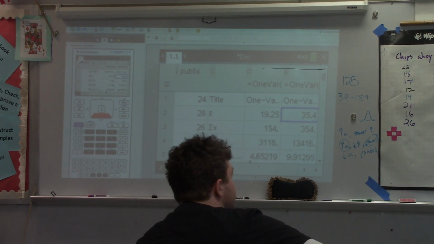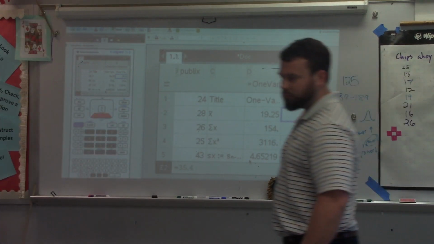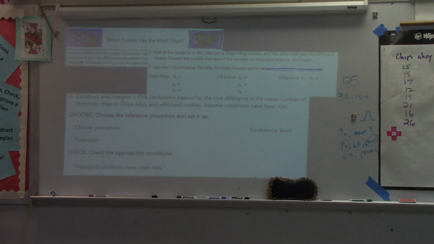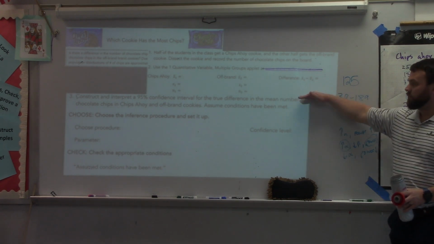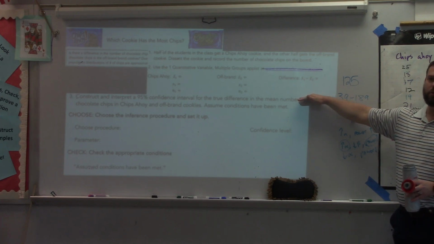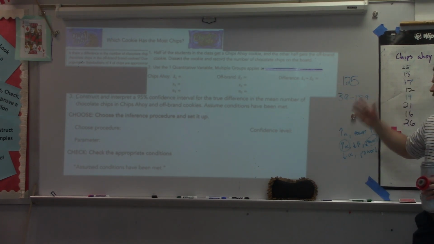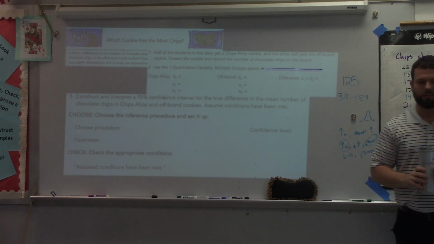Okay. We're about to move to the next piece. Okay. Now, let me see what the next thing in here is. Okay, so now it's asking us to construct and interpret a 95% confidence interval for the true difference in the mean number of chocolate chip cookies in Chips Ahoy and off-brand cookies. By the way, don't forget when we define our parameter, there's the parameter. When we choose our procedure, actually go ahead and fill in the choose. I'm going to give you all 90 seconds to fill in the procedure, confidence level, and parameter.